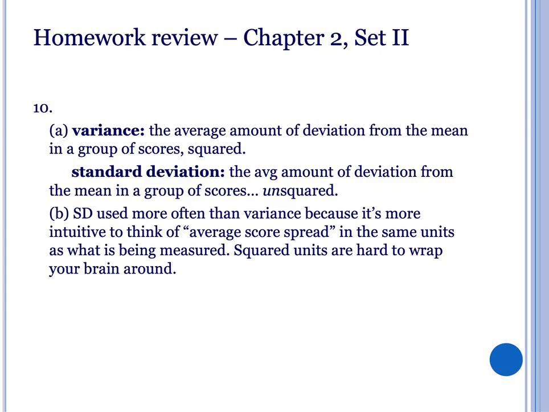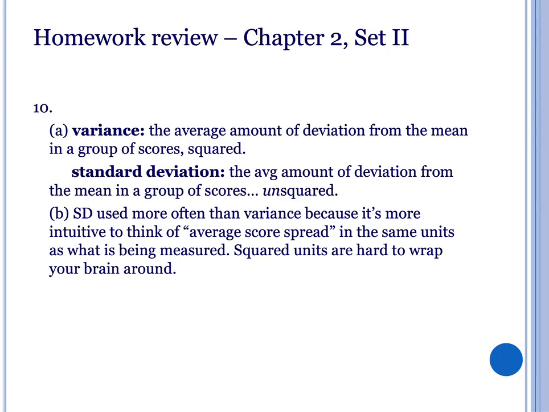Definitions for variance and standard deviation. Variance is the average amount of deviation from the mean in squared units, right? So if you take a group of scores and you figure out how much each score deviates from the mean, and you square them all, and then you add up those squared numbers and divide by how many numbers there are, you've computed an average, right? That is your average amount of deviation from the mean in squared units. Your standard deviation is the same thing, but it's unsquared.